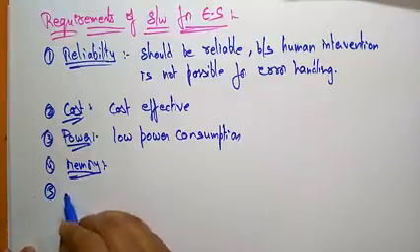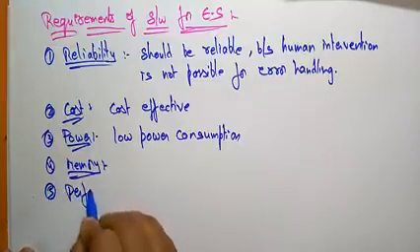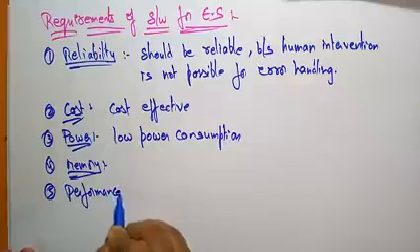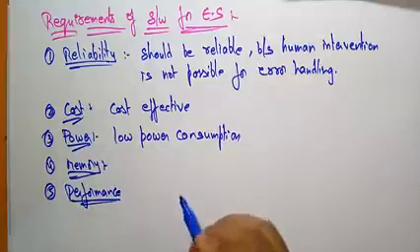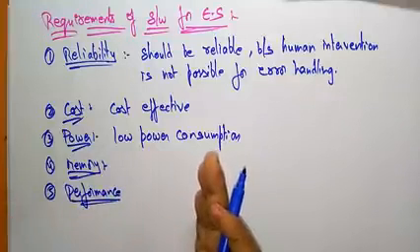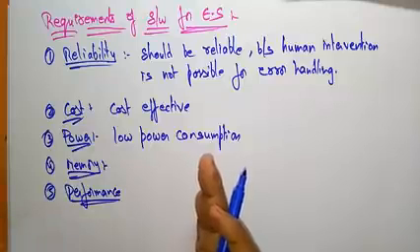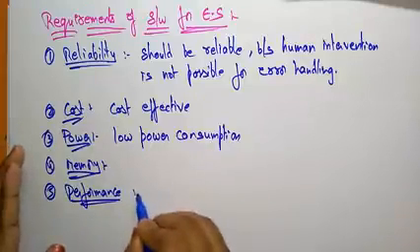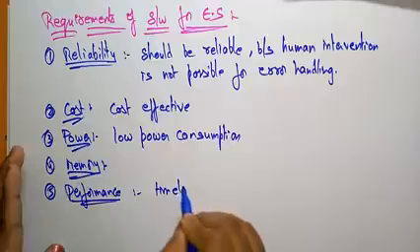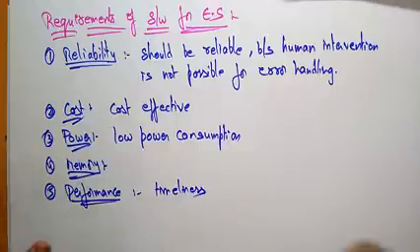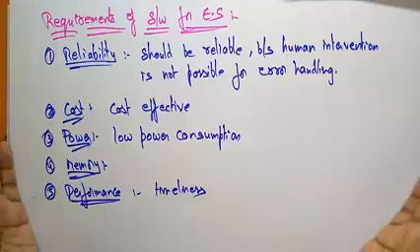And the next one is performance, the performance of your system. The performance requirement is the most important requirement, that is, the timelines. So you have to think about the timelines. These are the different requirements of software for embedded systems.